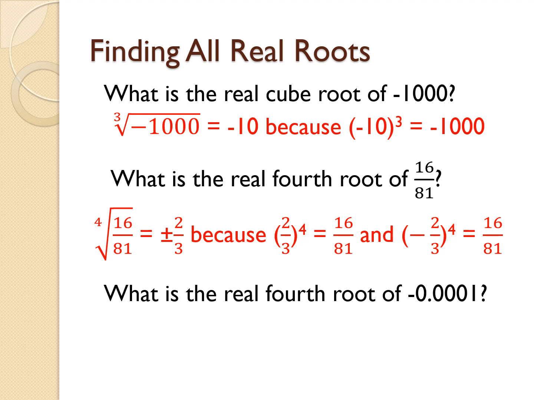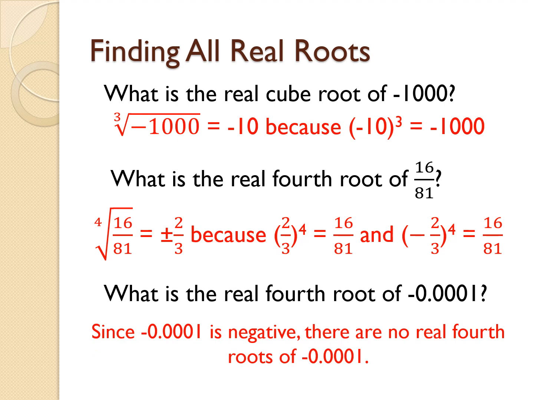No. So that applies to all even index roots. If you are taking an even index root, like square root, fourth root, sixth root, eighth root, if your index is even and the number underneath is negative, then that means you have no real fourth roots. So if your index is even and the number under the radical is negative, there are going to be no real roots. You'll have imaginary roots, but you won't have real roots. Okay?